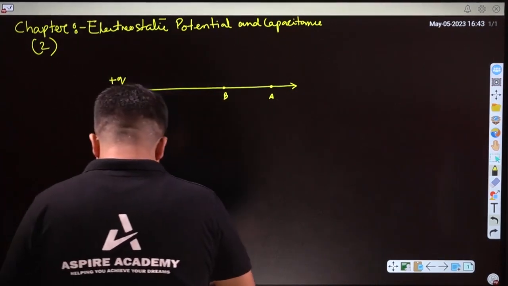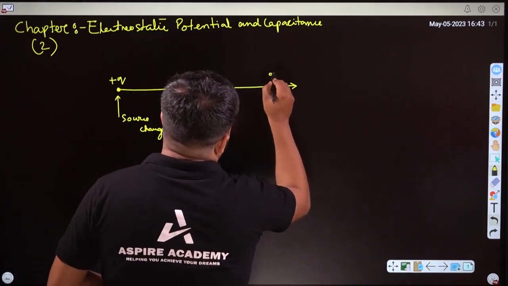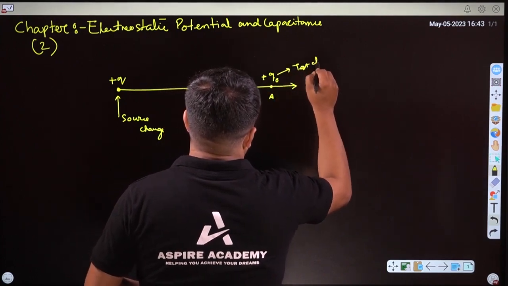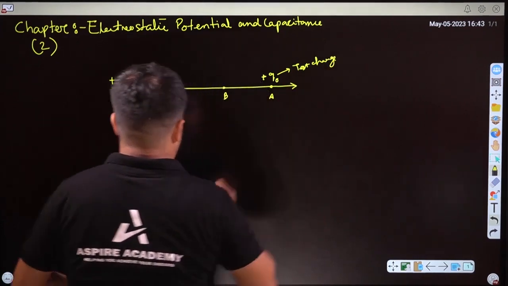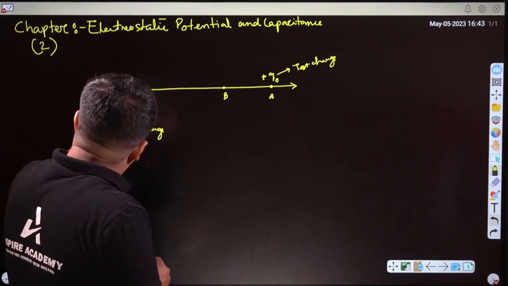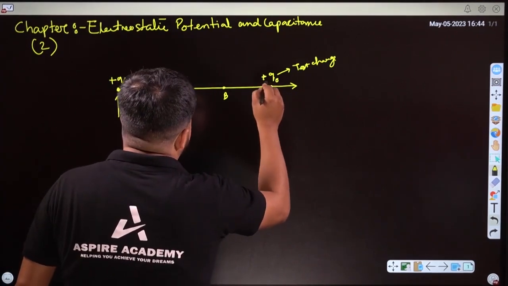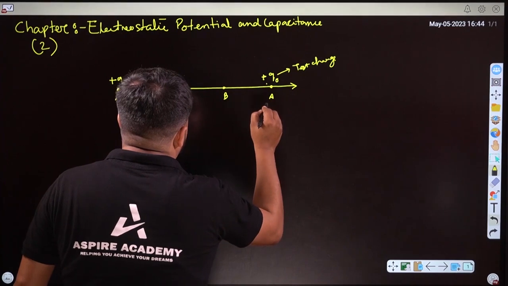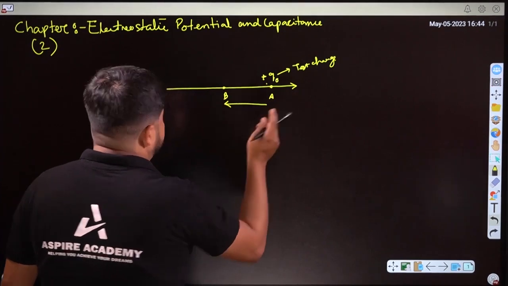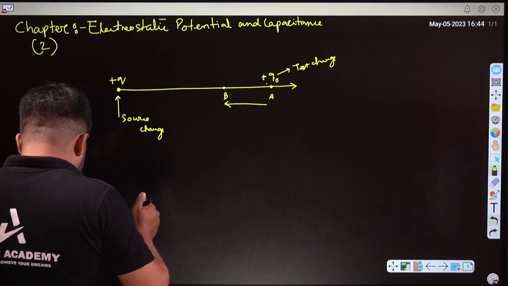So now our aim is what? Another point charge, Q naught, a positive charge. This is called the test charge. The test charge is placed here. So now our aim is, first of all, to find the electric potential. This is the positive source charge, and this is the test charge Q naught, a positive charge. Now we have to bring this charge from A to B, through a distance dr.